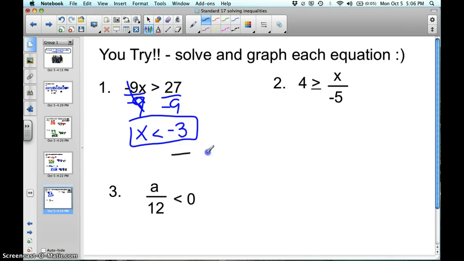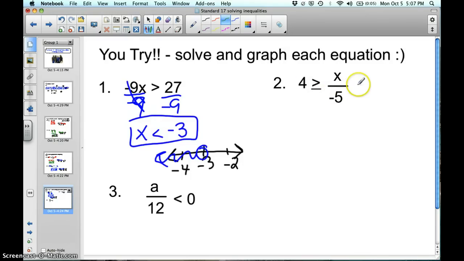So now we have to graph this. On my graph, I'm going to put -3. I'm also going to have a -2 and a -4. Okay, so -2, -3, -4. Since it's just less than, I'm going to have an open circle at -3, and I'm going to shade to the left.